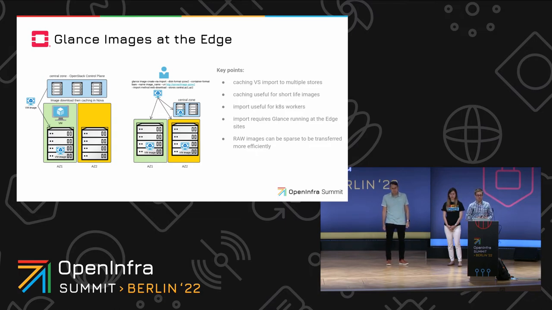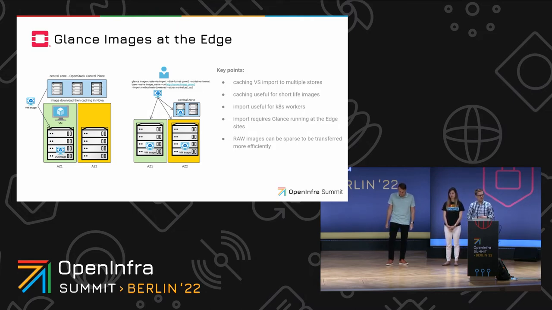Caching is very useful when you have a Glance image that has a short life. If you have a workload that has security constraints and has to be updated every day or something like this, you would probably consider deploying your workloads once on the site, and the image will be cached. Or there is some work ongoing, we will see that later, where you would pre-cache the image.